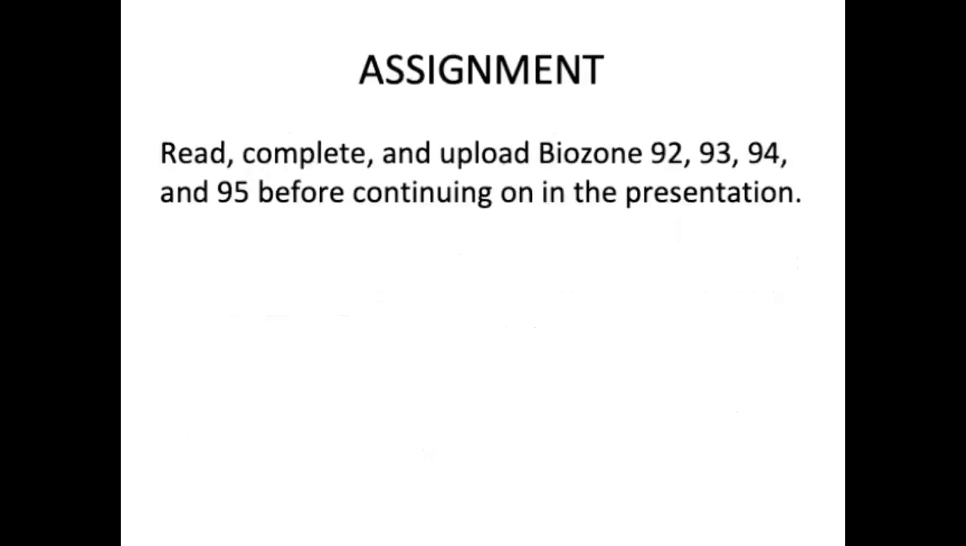Before you start, I know I keep stopping you, but I want you to do Biozones 92, 93, 94, and 95 before continuing on with the presentation, because I think they'll give you more background knowledge that will explain what we're talking about a little more. So pause here, do those Biozones, and when you're finished, come back.